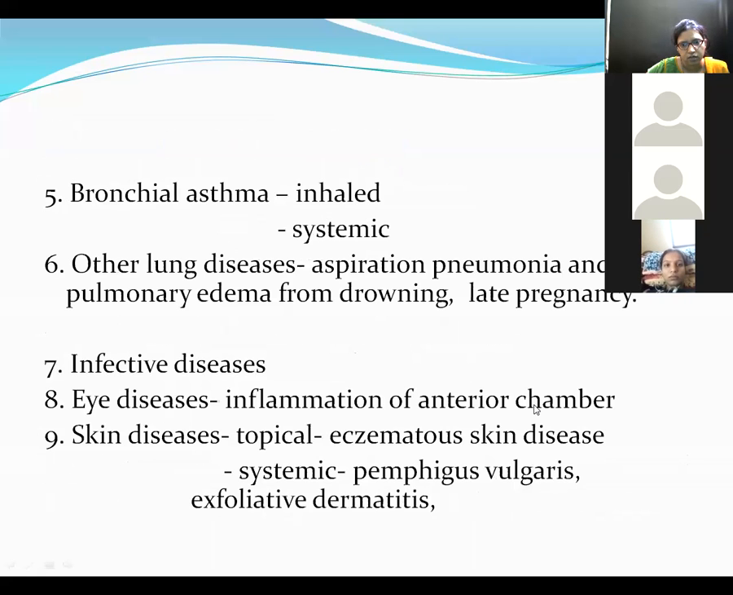The next use is bronchial asthma. In bronchial asthma, there is triggering of an immunological response against the bronchus, so bronchoconstriction occurs and the patient is unable to breathe easily. That is why glucocorticoids are given, to achieve bronchodilation and decrease the inflammatory response in the bronchus. Inhaled glucocorticoids can be given, or a systemic IV or IM injection in severe cases of bronchial asthma.